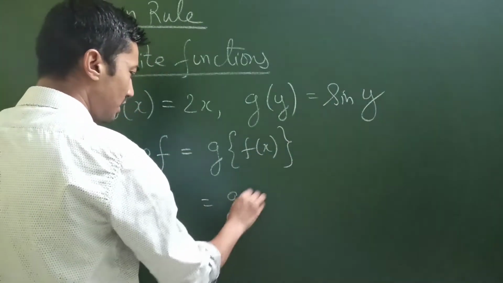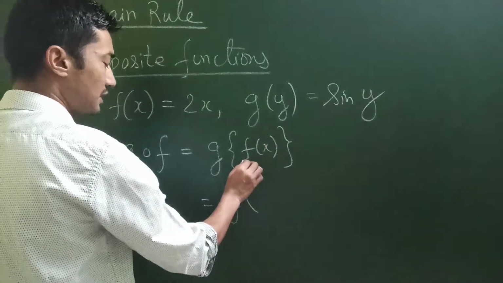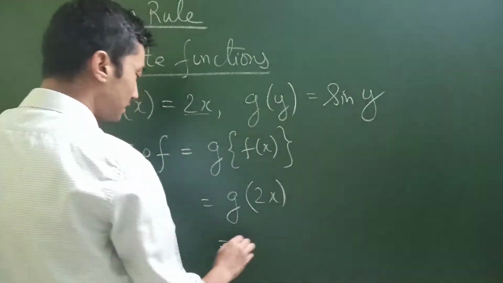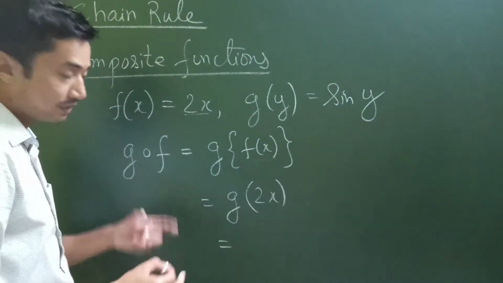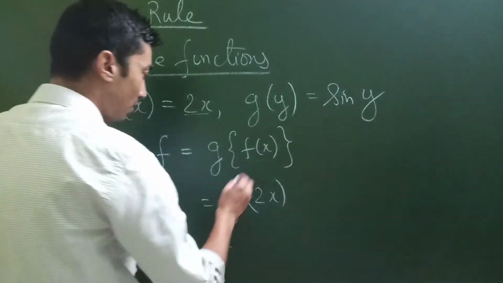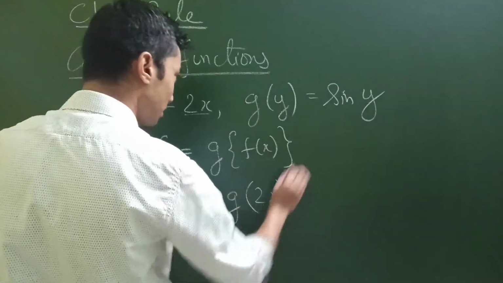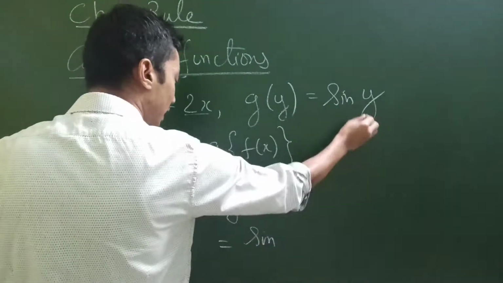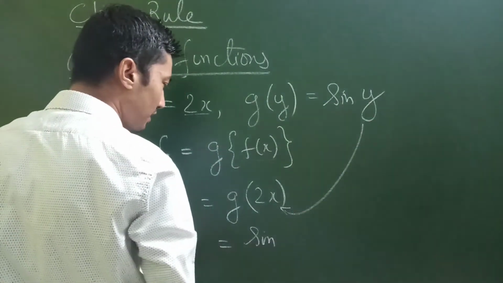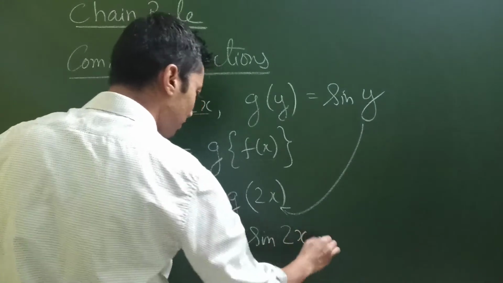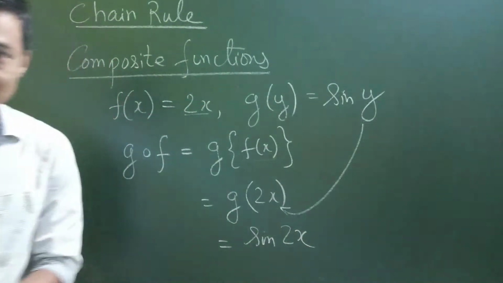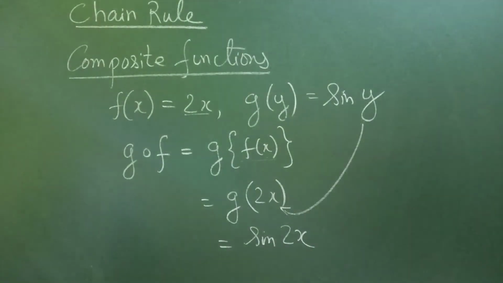So that will be g. What is the function f of x? The function is 2x. So now g will be another function in the function of the function f of x. So what is our function g? That is sine of y. But what is going to be my variable here? That's going to be sine of 2x. So I believe you remember this function, isn't it? This is what we call composite functions.